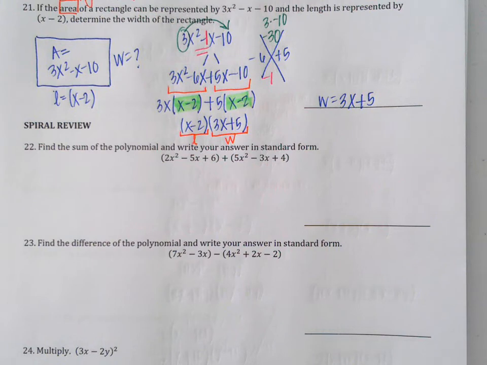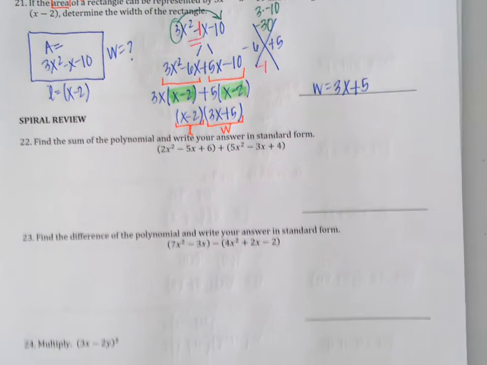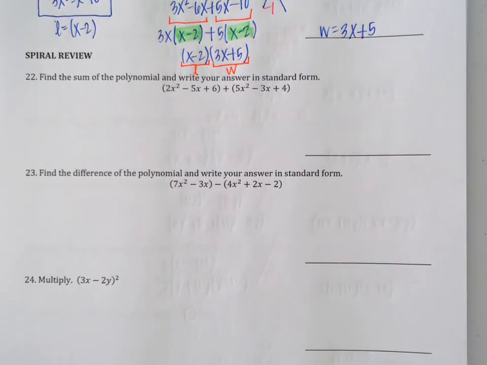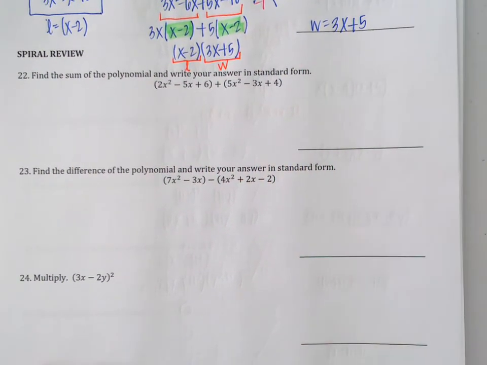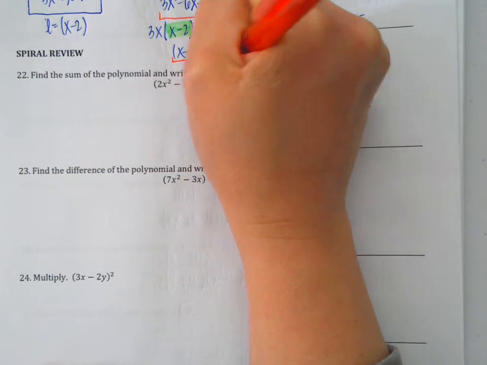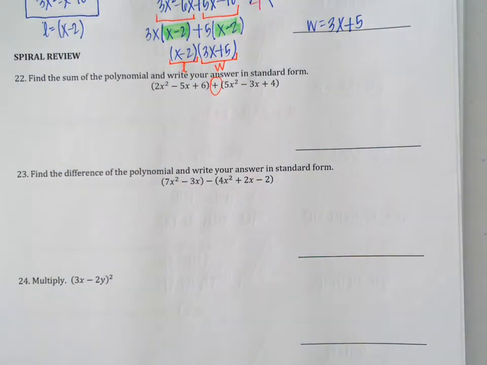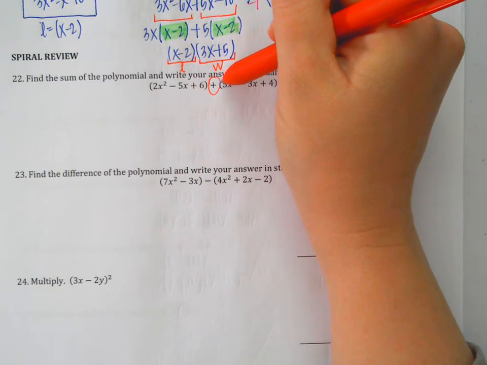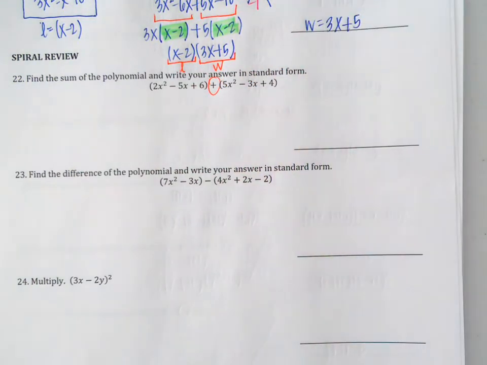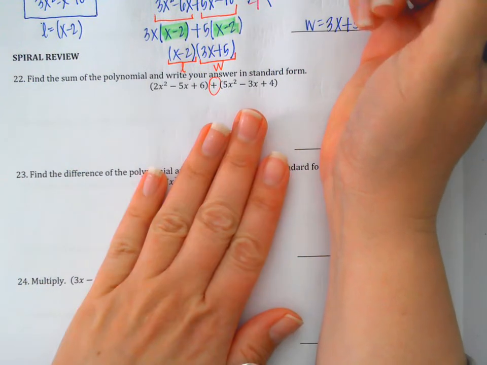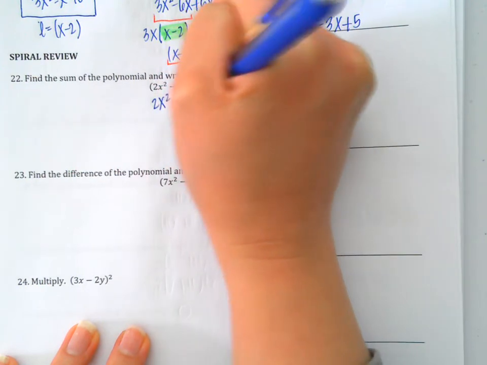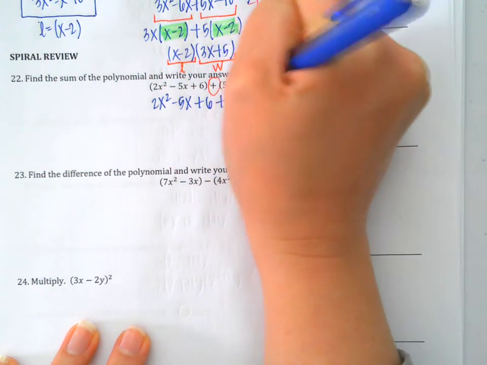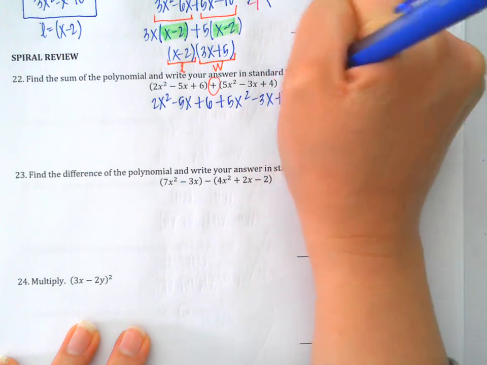Okay, so then our last 3 problems are spiral review. So this is from the last chapter, so we're going to go through those. It says find the sum of the polynomial and write your answer in standard form. So the sum, that tells us, without even saying it, we know it's the sum because of that plus. Remember that all that means is we're just distributing a positive 1, which doesn't change anything. So I can get rid of the parentheses, and I'm just combining like terms. So it's 2x squared minus 5x plus 6 plus 5x squared minus 3x plus 4.